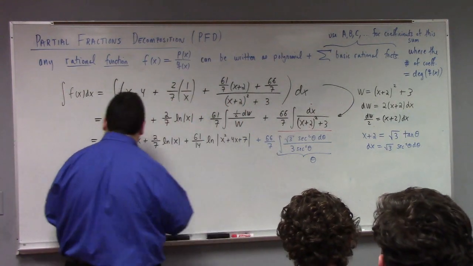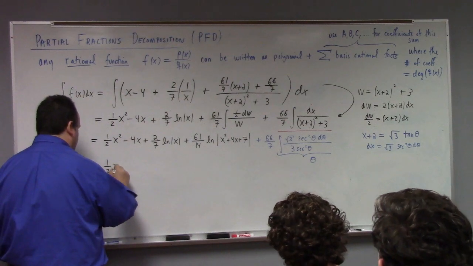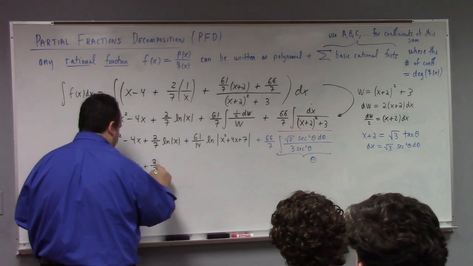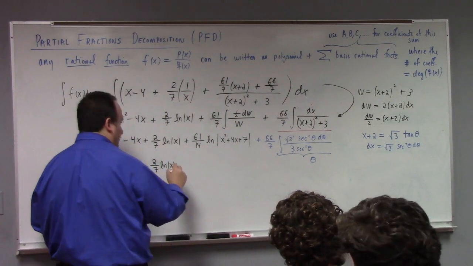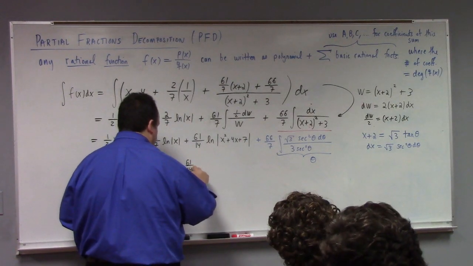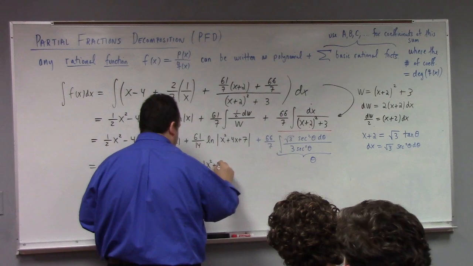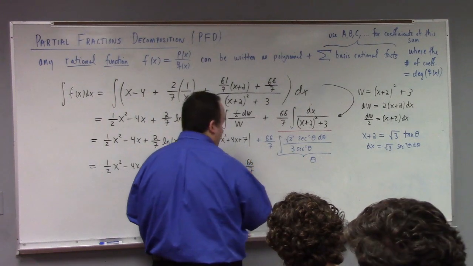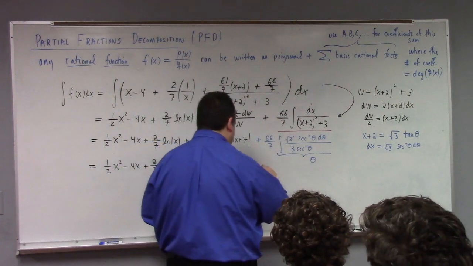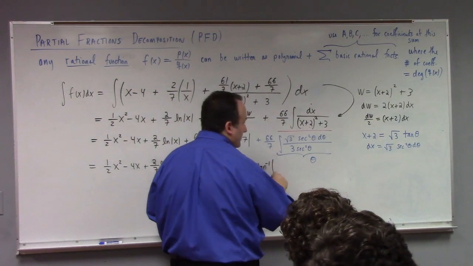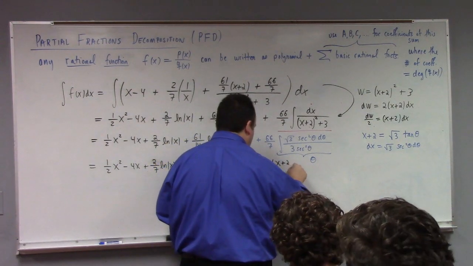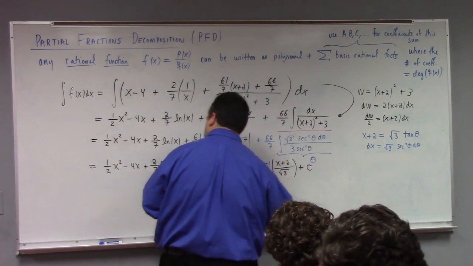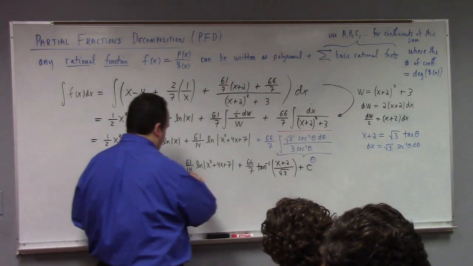So then finally, the answer: 1/2 x squared minus 4x plus 2/7 natural log absolute value of x plus 61 over 14 natural log the absolute value of x squared plus 4x plus 7 plus 66 over 7 inverse tangent of x plus 2 over the square root of 3, and lest I lose my 10 decipoints, plus a constant. There you go. So, yep.